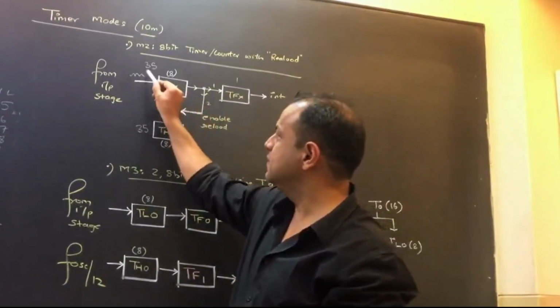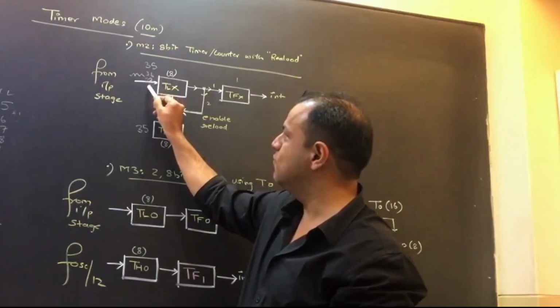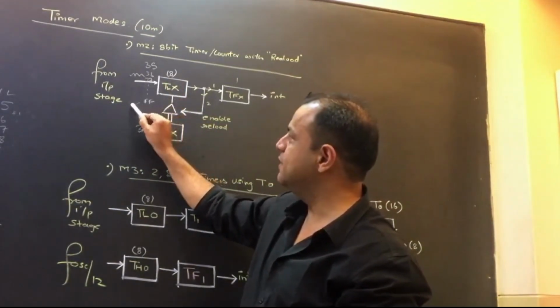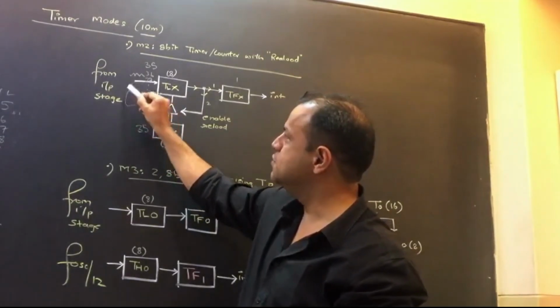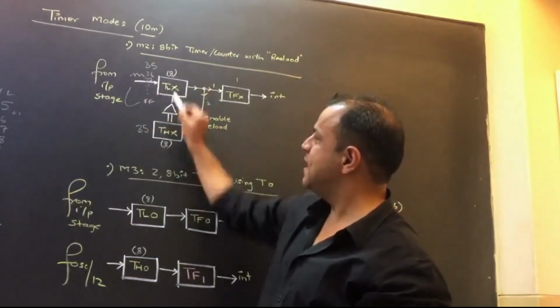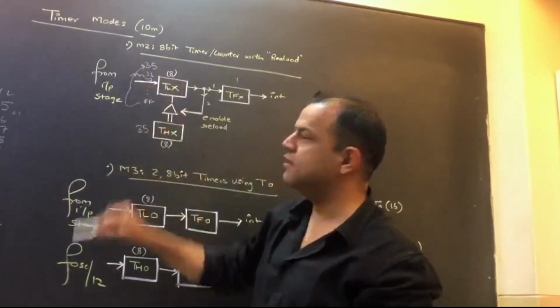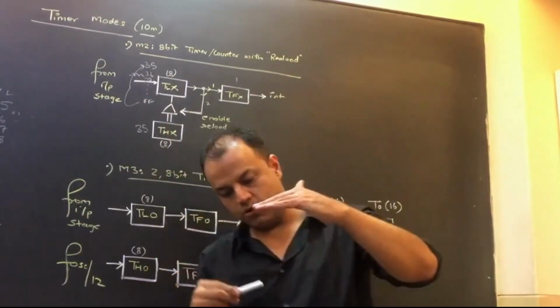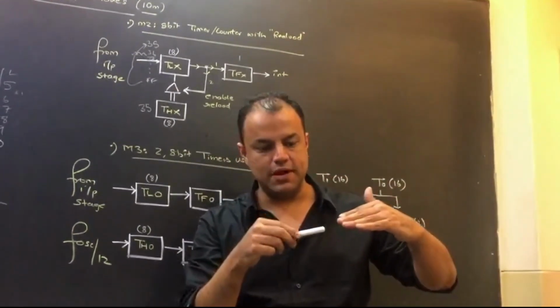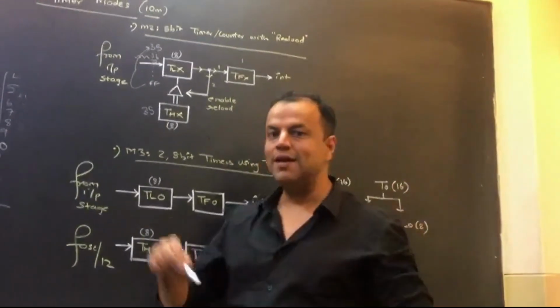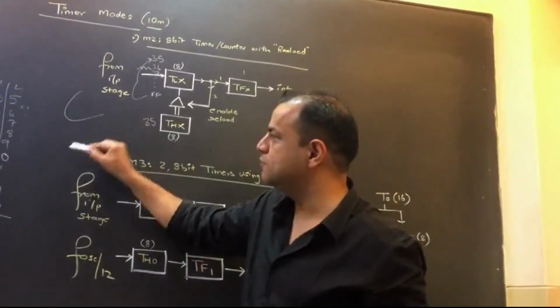So TLX started with 35, became 36, became 37, all the way up to FF. After FF, when it overflows, instead of going back to 0, THX will reload 35 at the same time. That means the count will again become 35. So it starts from 35, will count all the way up to FF, back to 35. Will count all the way up to FF, back to 35. That means it is a continuous mode.